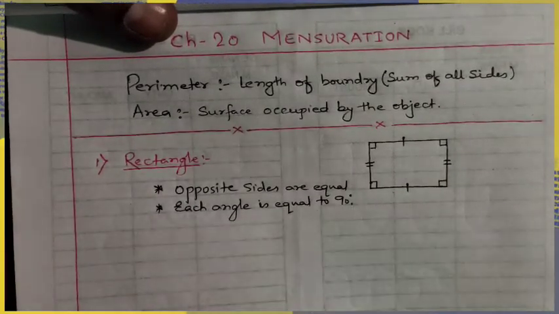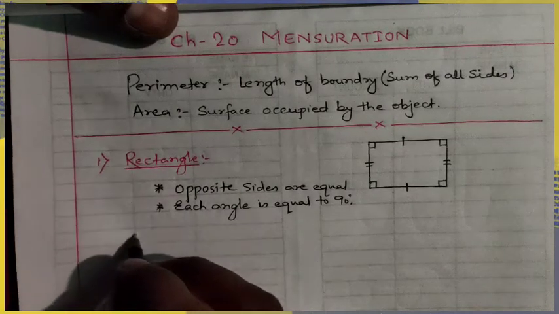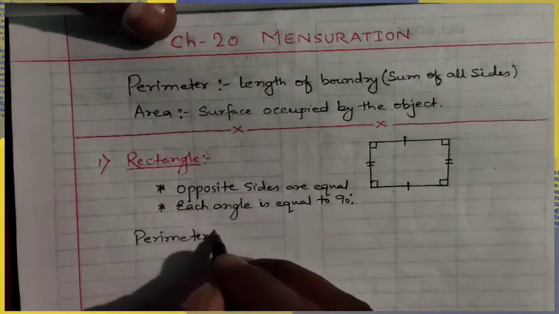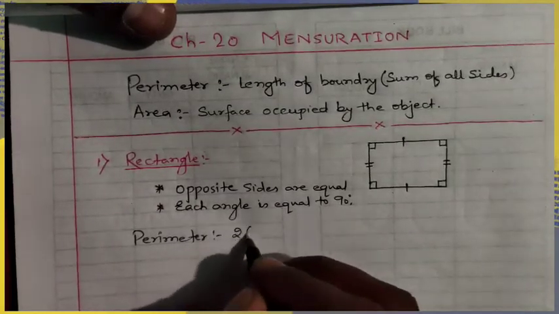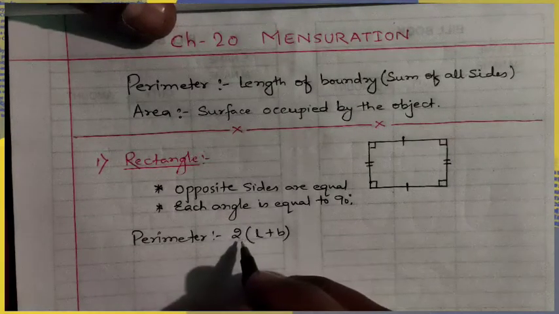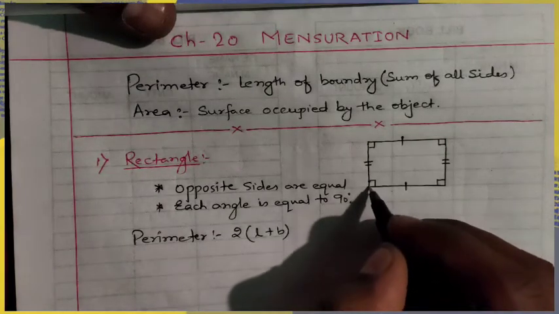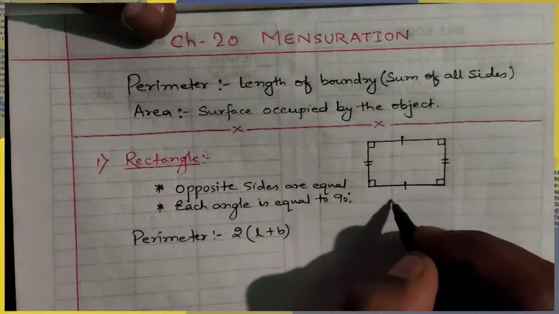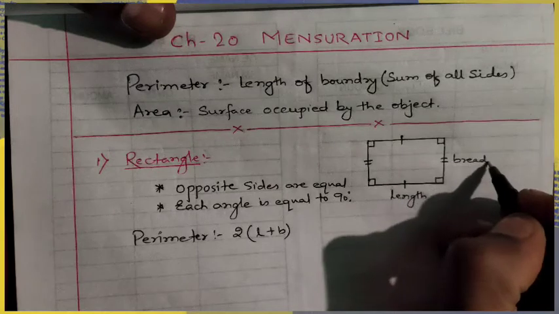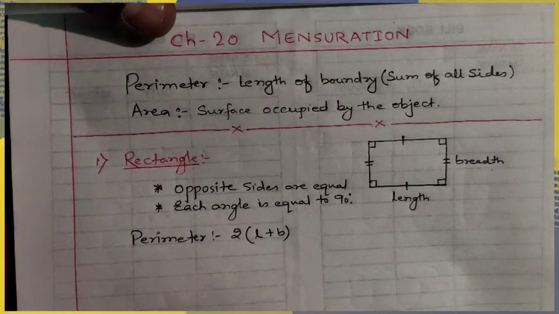Now we will study the formula for perimeter of a rectangle. The formula for perimeter of a rectangle is 2 into (length plus breadth). Length means the longest side of the rectangle, and breadth is the shortest side.